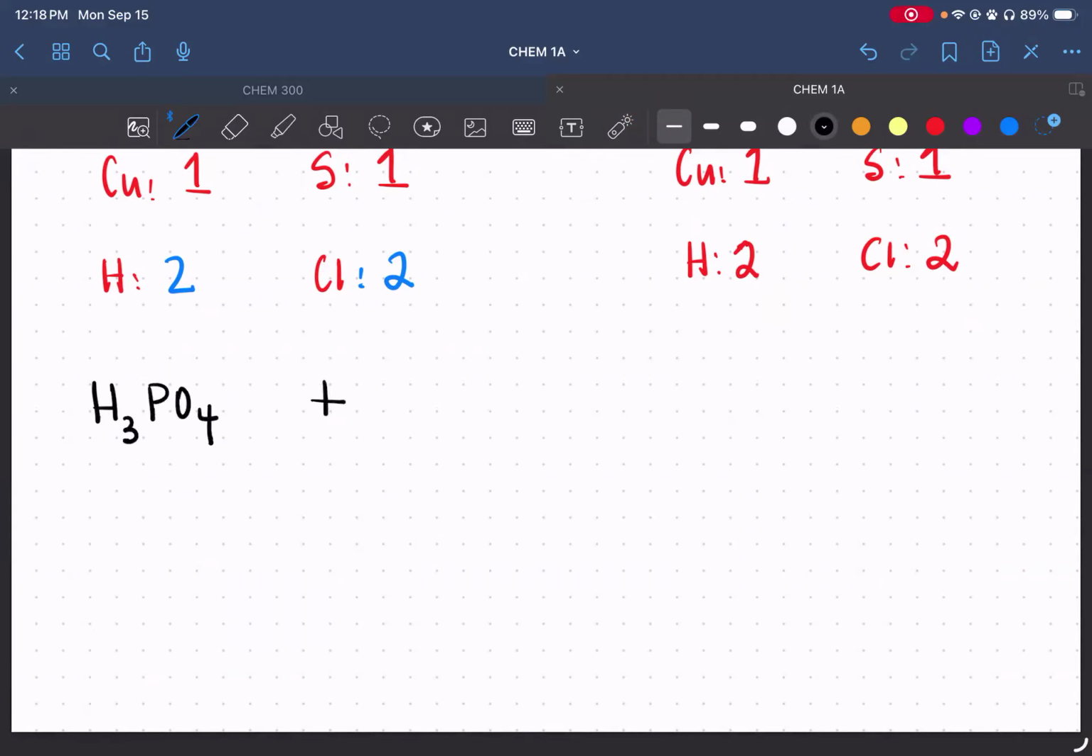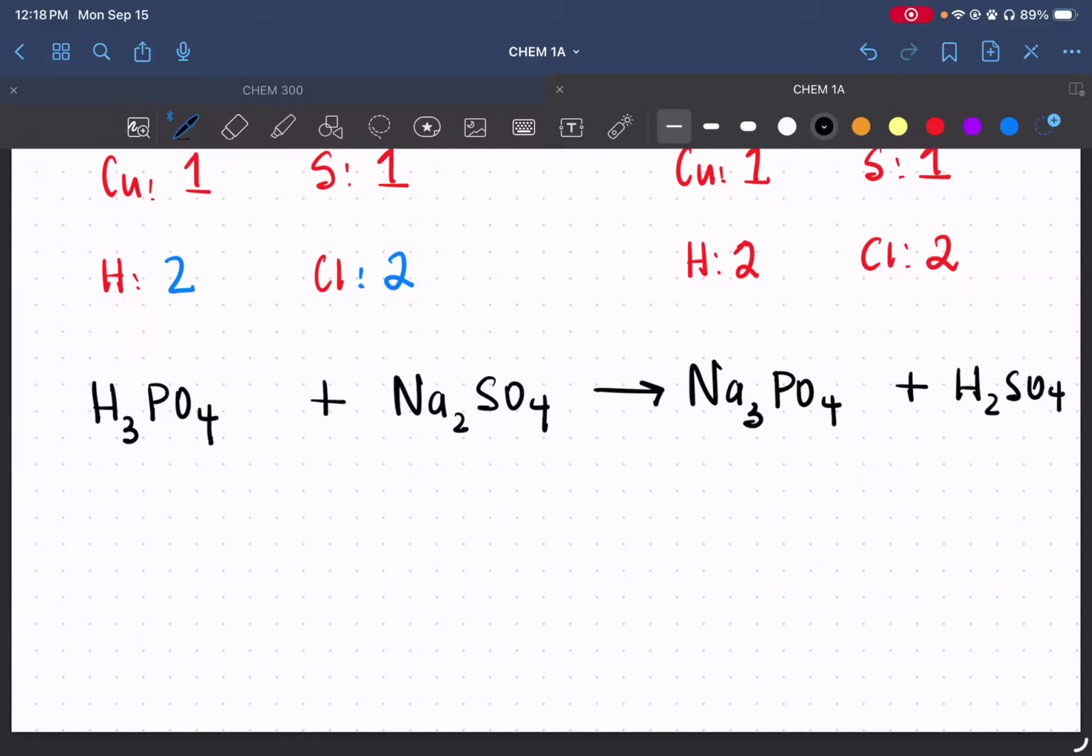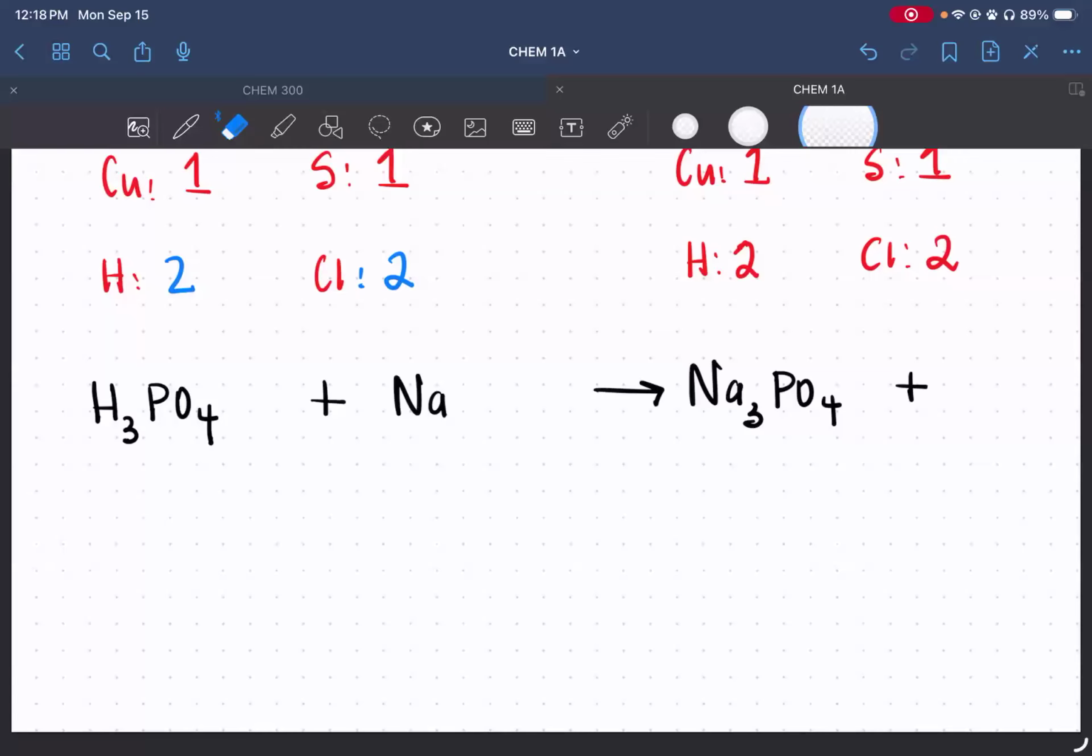H3PO4 plus Na2SO4 gives us Na3PO4 plus H2SO4. Does this one work logically? Let me just make sure in my head. So actually this one does not work. So let's, instead of using sulfate on the sulfur, let's use NaCl, and that leads us to HCl. Yes.